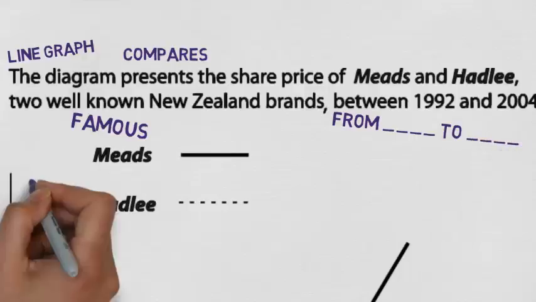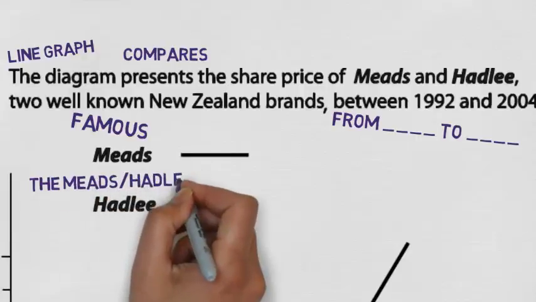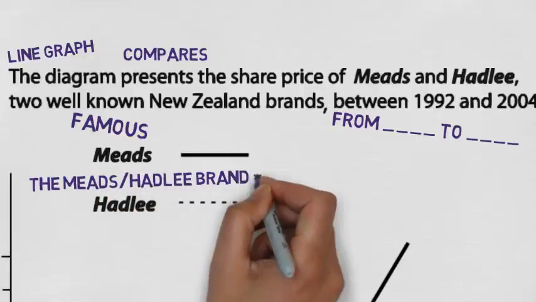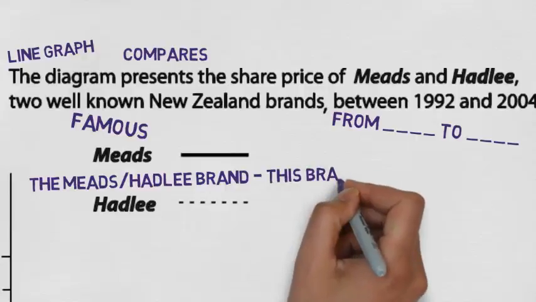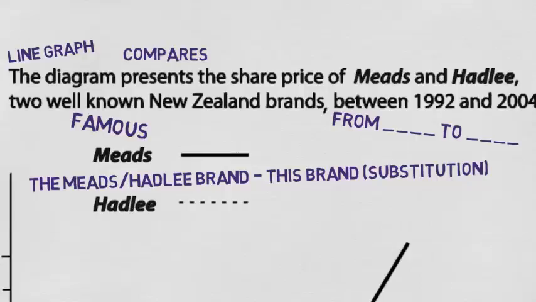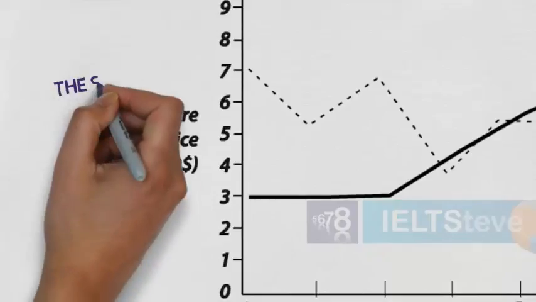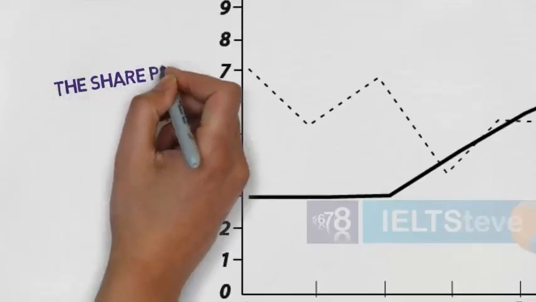We also should think about the key data that's being compared, which is this Meads and Hadley here. So you notice the person thinking of a lexical chunk they could use here, the Meads brand or the Hadley brand. They could also just use this brand, which is a good example of substitution, which would help your coherence mark. Now also we need to think about the data even more.